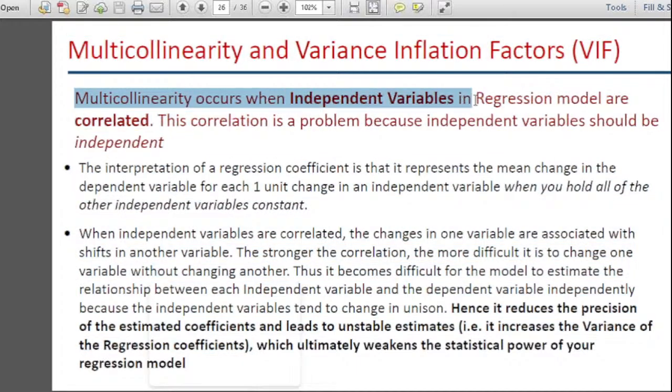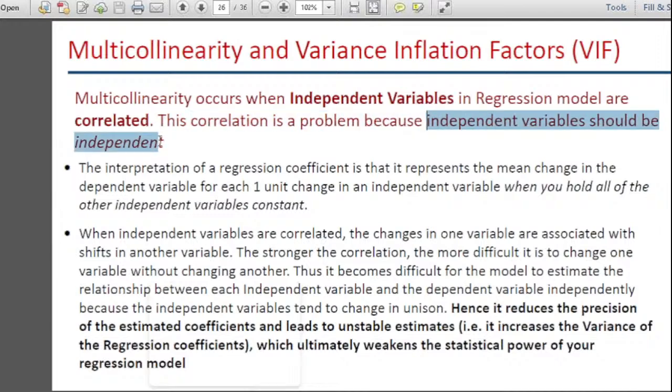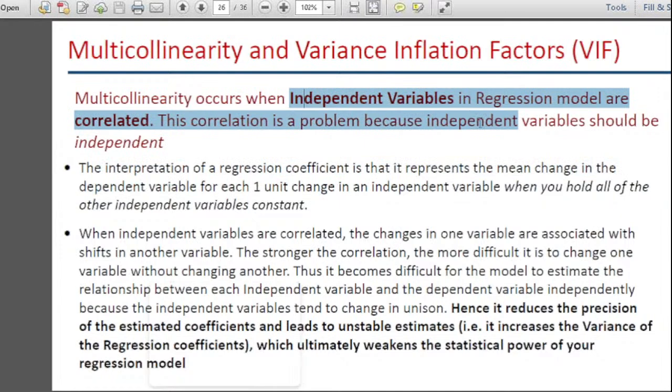Multicollinearity occurs when independent variables in a regression model are correlated. This correlation is a problem because independent variables should be independent, meaning they should not have correlation. Of course, it creates redundancy. But here in the regression model, let's read further. It will clarify how correlated variables impact my regression line.